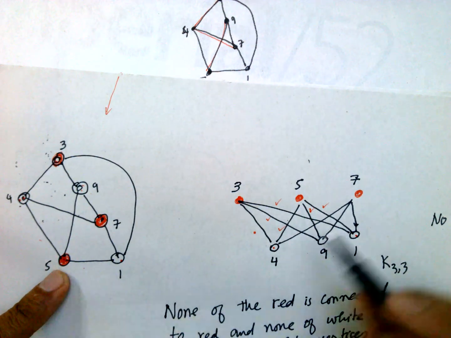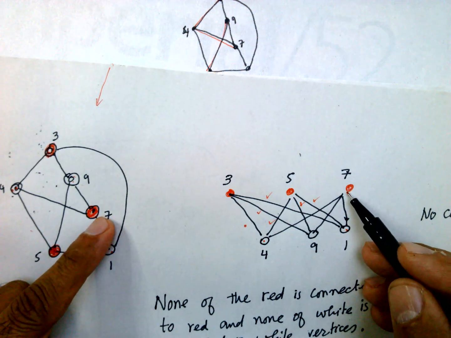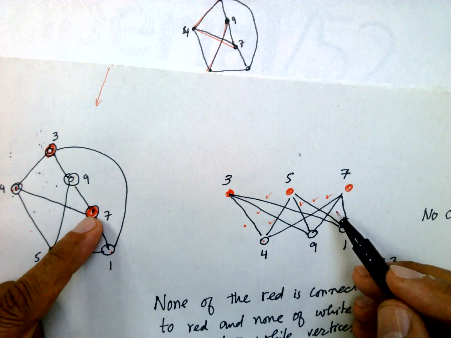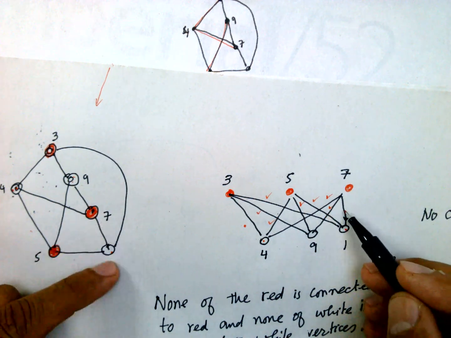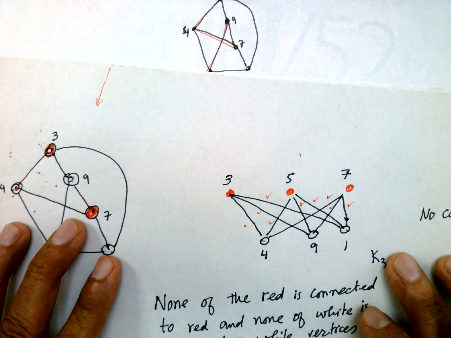So 3, 5, now 7. 7 is linked to 4. 7 is linked to 9. And 7 is linked to all of them. So these are connected graph.